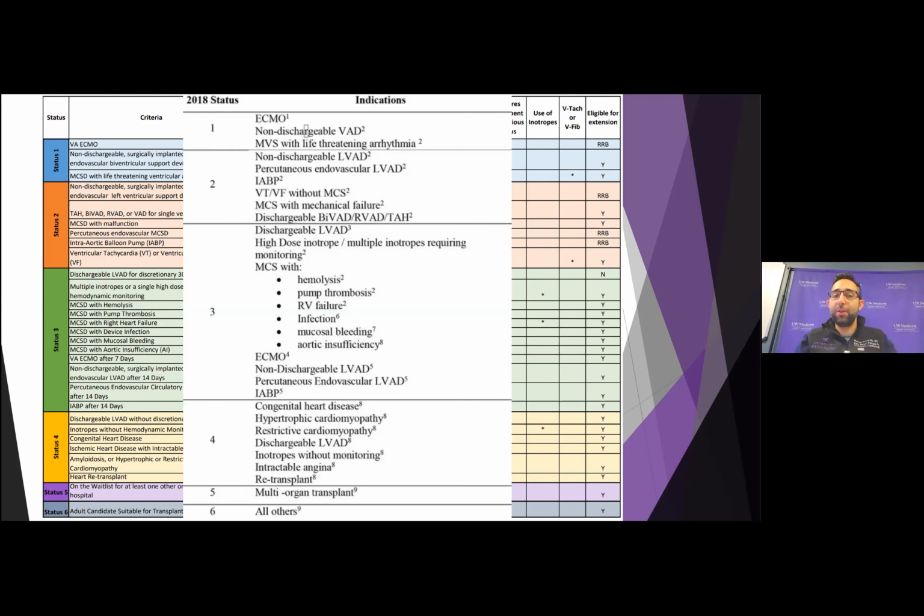Basically, your status 1 are those crashing patients. Status 2 are patients that have some level of requirement and something going on, whether they're having VT/VF, or their device is not dischargeable because something is going on with them, so they're not doing that well. Even status 3 a lot of times need to be hospitalized. They're slightly more stable, but not stable enough to go home. Status 4 is where there's something going on. They definitely need transplant consideration, but at this point they can be home on inotropes or for some other reason. And then, as you can see, 5 and 6 are below it.